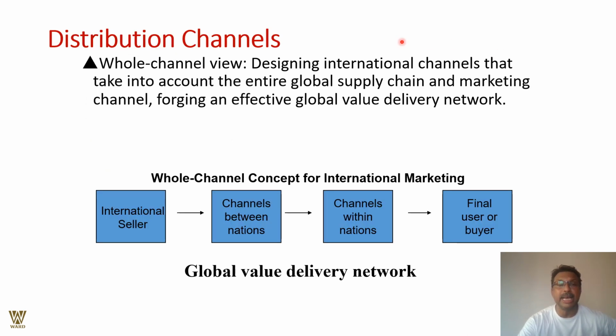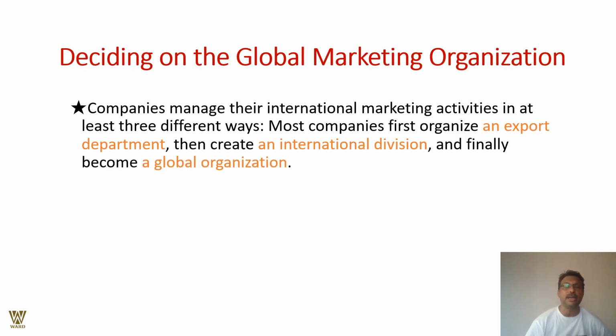We'll talk about the international channel, the whole channel view: designing the international channel that takes into account the entire global supply chain, the marketing channel forging an effective global value delivery network. What are we looking into? We are talking about international sellers, channels between the nations, and channels within the nation. And then finally it ends up with the retailer, retail buyer, or the end consumer. So from the international seller to the channel between nations, to the channel within nations, to the final end user. This is the global value delivery network.